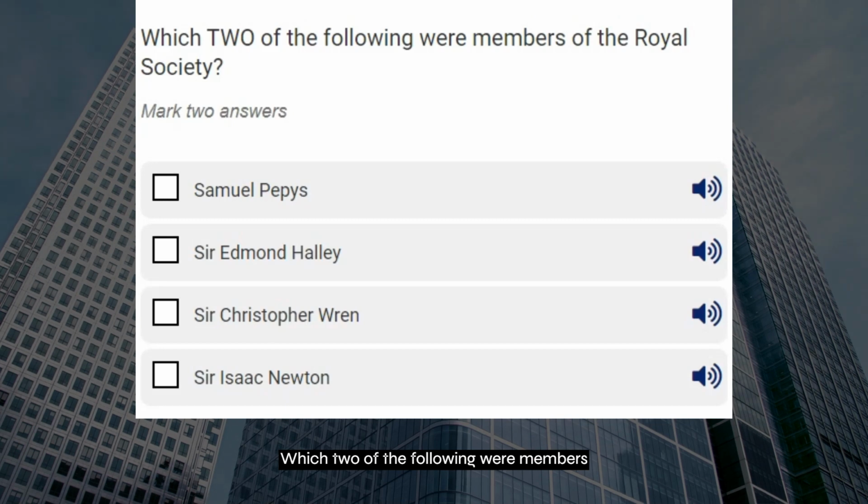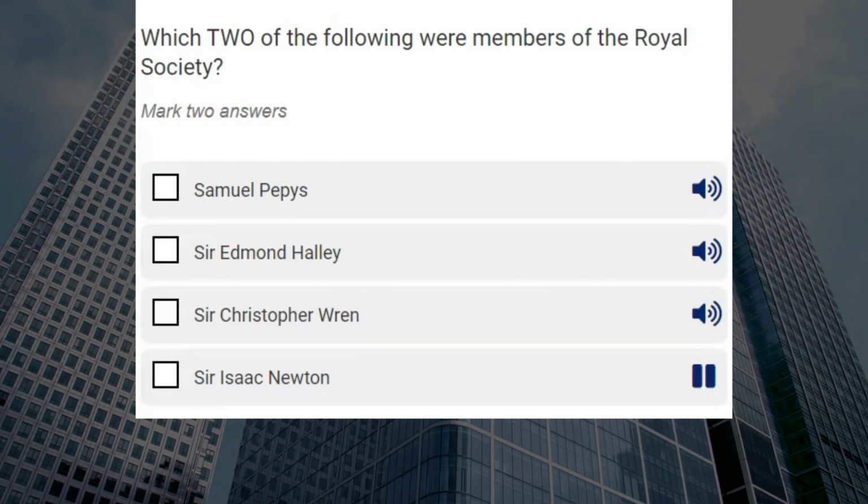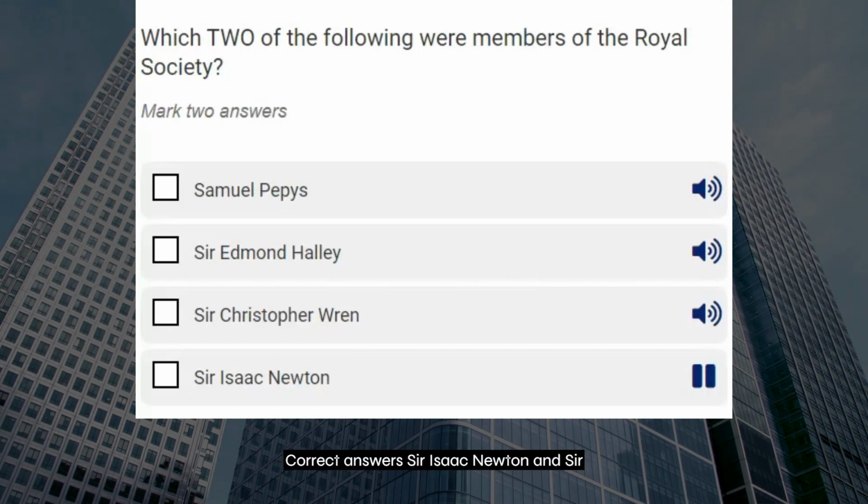Which two of the following were members of the Royal Society? Samuel Pepys, Sir Edmund Halley, Sir Christopher Wren, Sir Isaac Newton. Correct answers, Sir Isaac Newton and Sir Edmund Halley.